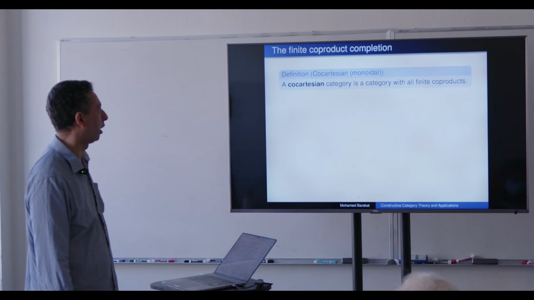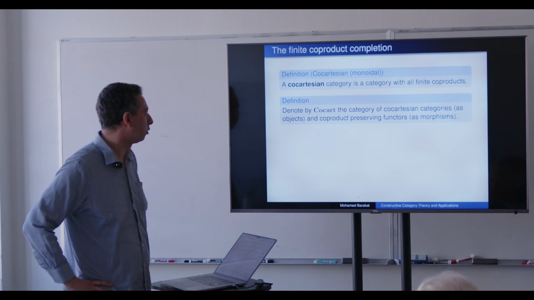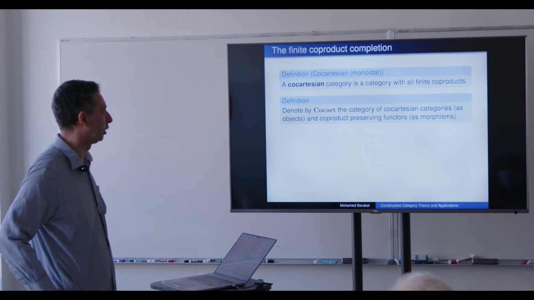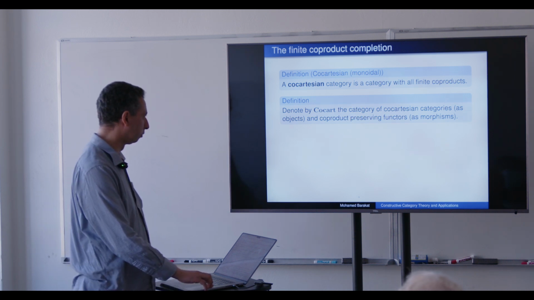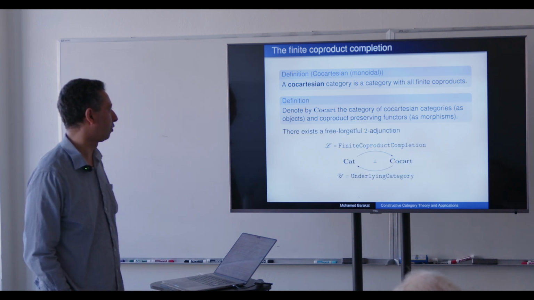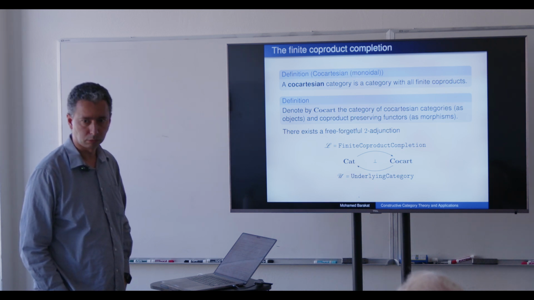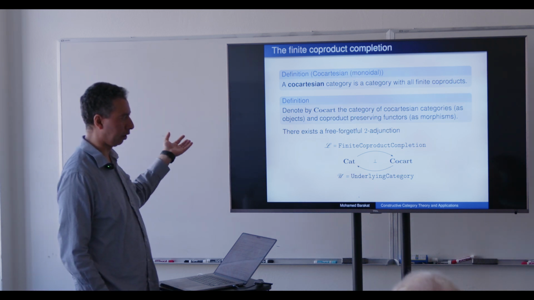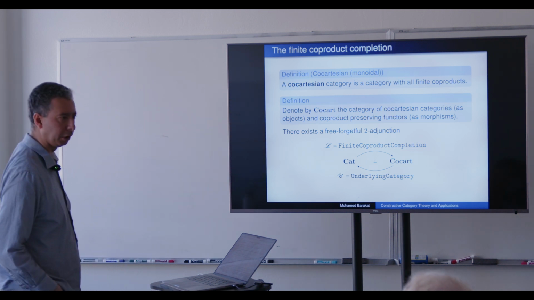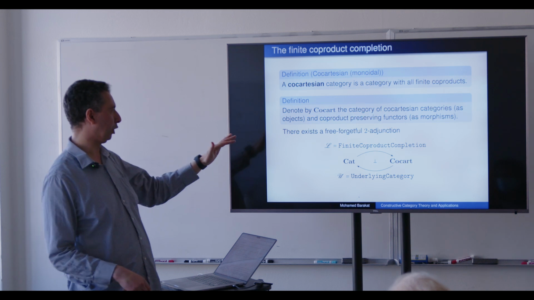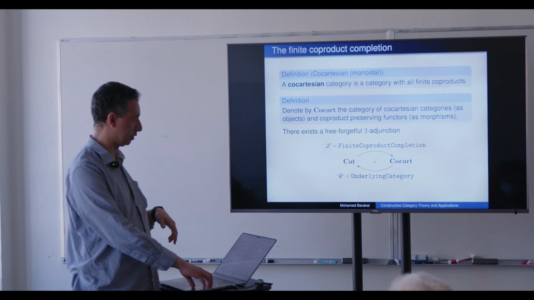So a co-Cartesian category is a category with all finite coproducts, and denote by CoCart the category of co-Cartesian categories as objects and coproduct preserving functors as morphisms. Nothing new. So there exists a free forgetful 2 adjunction. On the one hand, it's just the underlying category. So this is the forgetful functor. And here we have the finite coproduct completion. And I will not build the finite coproduct completion.